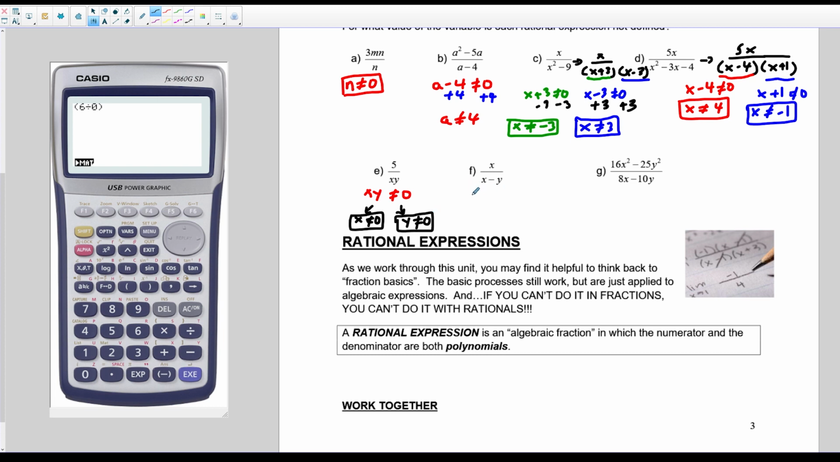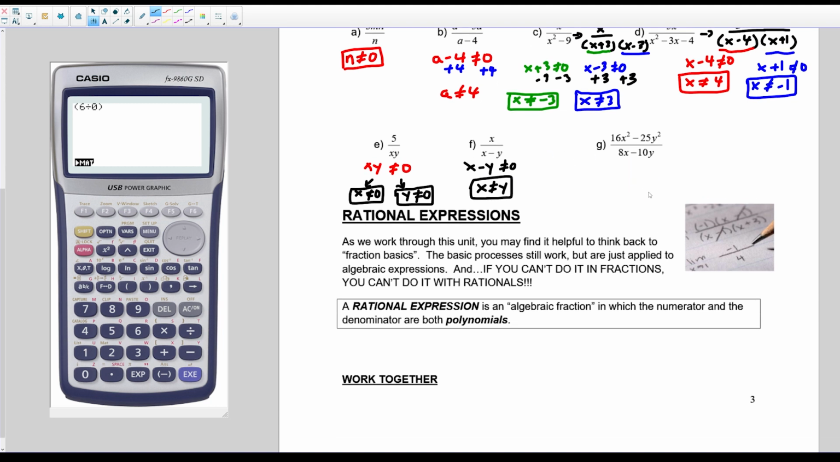This next one here, once again, taking a look at the denominator, x minus y cannot equal 0. Let's add y to both sides. So x cannot equal y. And we can't actually go much further than that. Just those two cannot be the same number, no matter what.